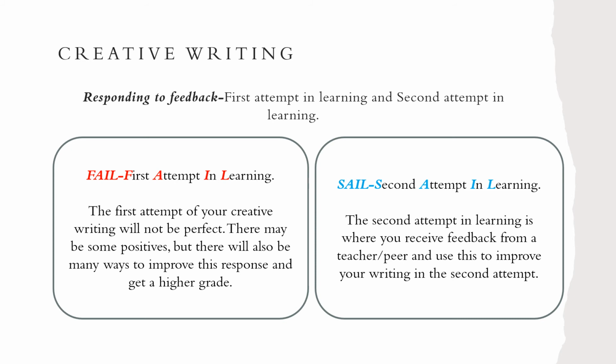So the second attempt in learning is where you receive your feedback from a teacher or someone else in your class or a peer, and you use this to improve your writing in the second attempt. So we're not after making a complete masterpiece. The main thing with looking at your work, editing it and improving it is that you understand the things that work well and that you're able to build on these so that you turn the rest of your response into something that's much more successful than the first attempt you made.